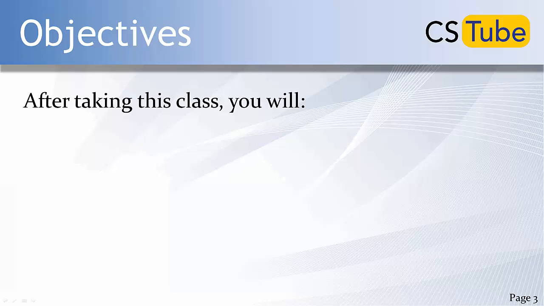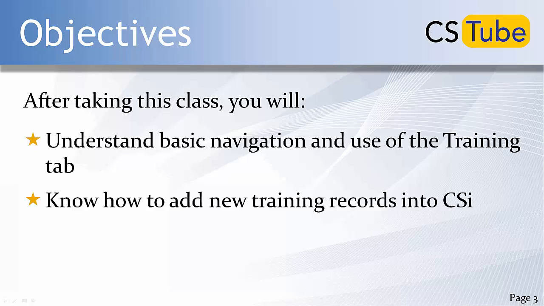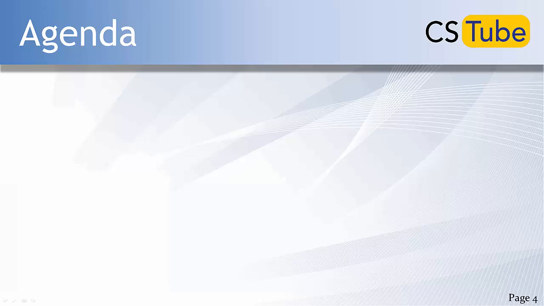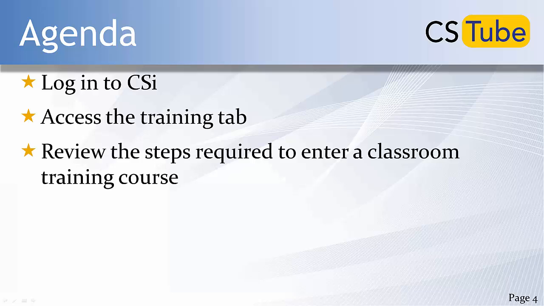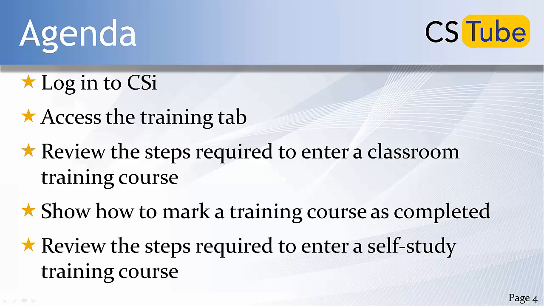After taking this course, you will be able to understand basic navigation and use of the Training tab in your CSI profile, know how to add new training records into CSI, and know how to mark training as completed. During this course, we will log into CSI, access the Training tab in CSI, review the steps required to enter a classroom training course into CSI, show how to mark a training course as completed, and review the steps required to enter a self-study training course.